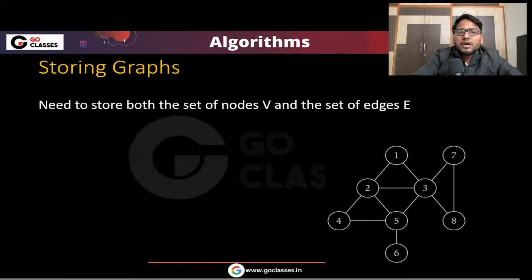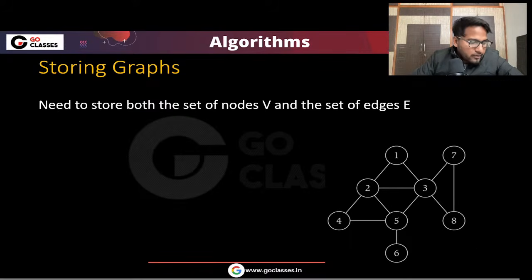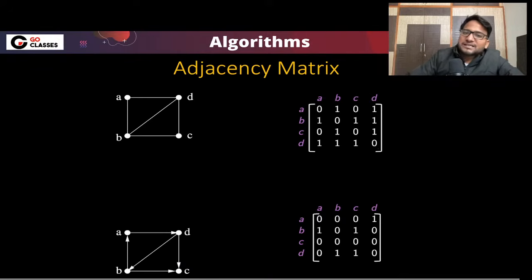Okay. Now let's see how we can store the graphs. We need to store both the set of vertices V and edges E, okay? So if this graph is given, then we need to store it using some data structure, right? What kind of data structures can we use to store this graph? There are two popular data structures. One is called adjacency matrix.